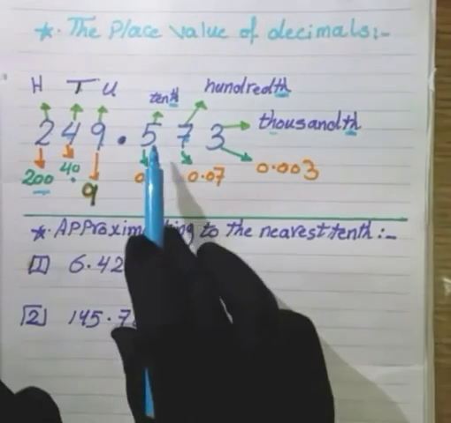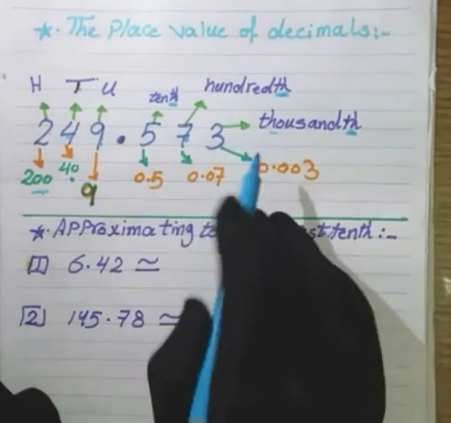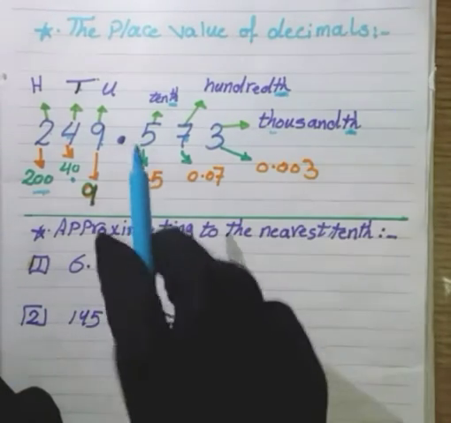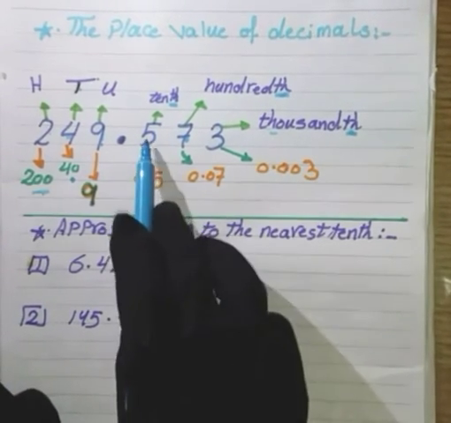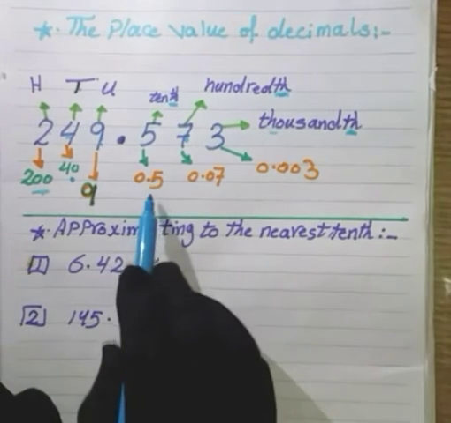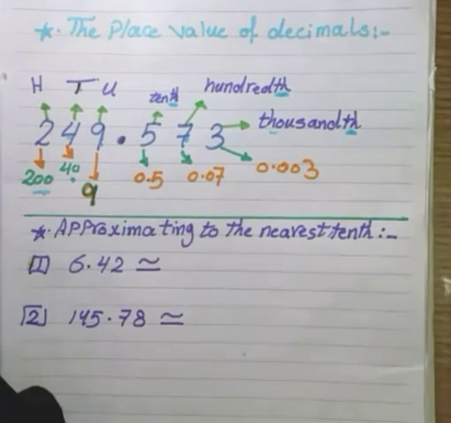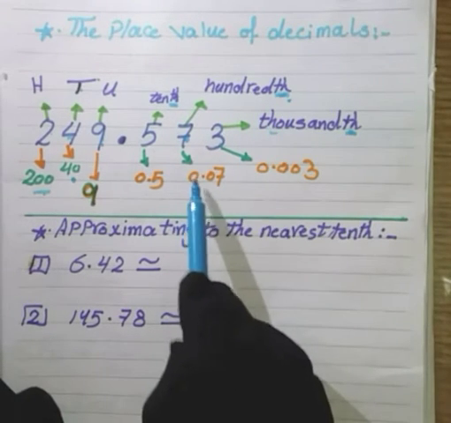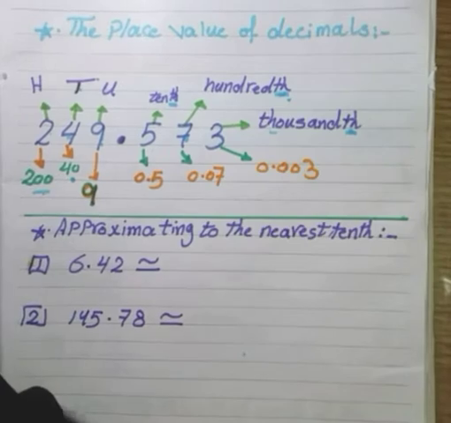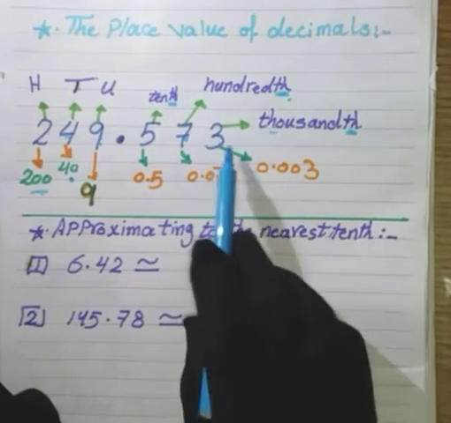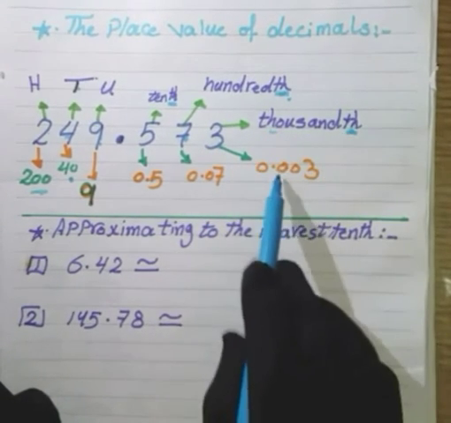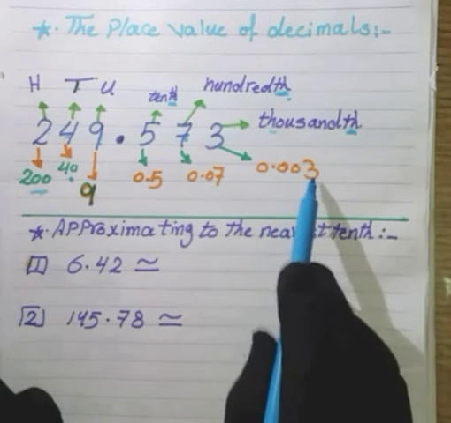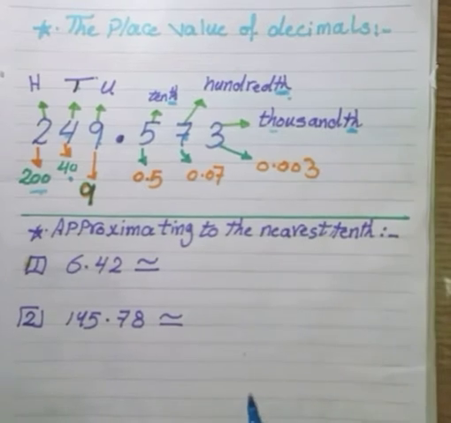طيب after the decimal point اتفقنا after the decimal point means we are talking about the decimal parts. The decimal parts. Here is 5 tenths means 5 tenths. 0.5. 7 in the hundredth, so will be 0.07. And 3 in the thousandth, so will be 0.003, means the 3000th. Okay.